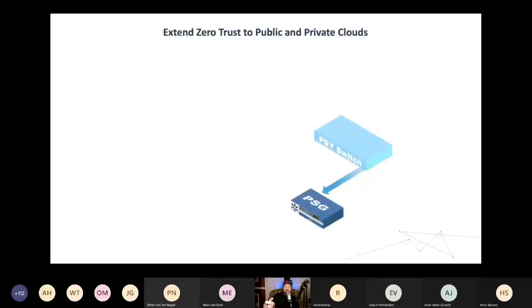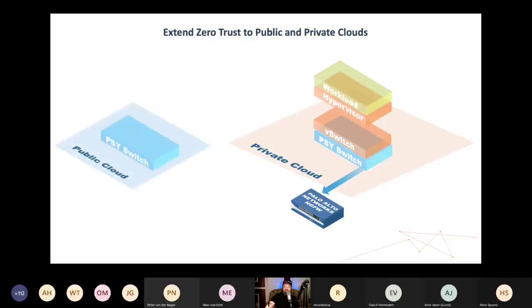Now, this works in any environment. It works in public and private clouds as well as on-premise or on endpoints. So basically, a public and a private cloud are the same thing. They're just a hypervisor stack. And so what we want to do is insert a virtual segmentation gateway into the hypervisor stack so that we can add layer 7 policy, layer 7 controls at the virtual switch.